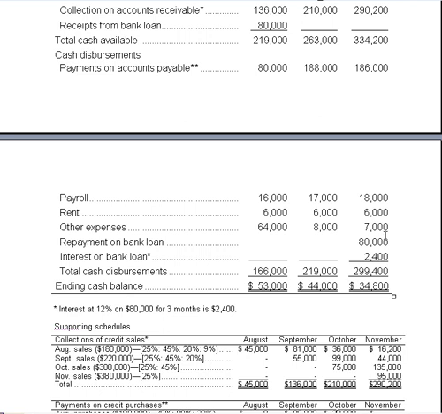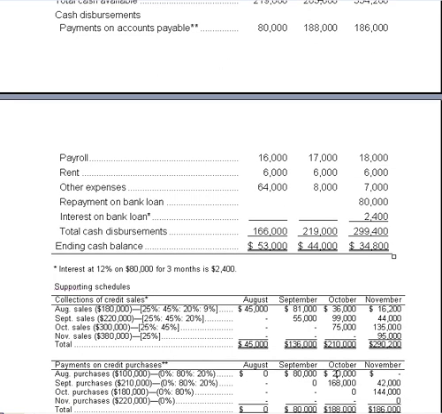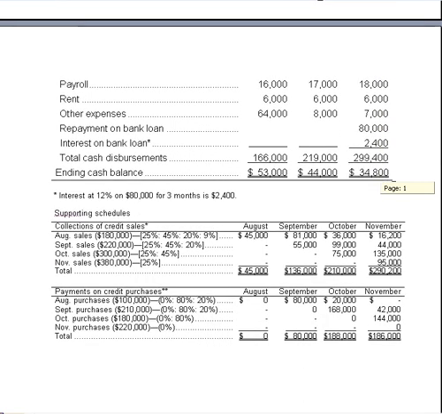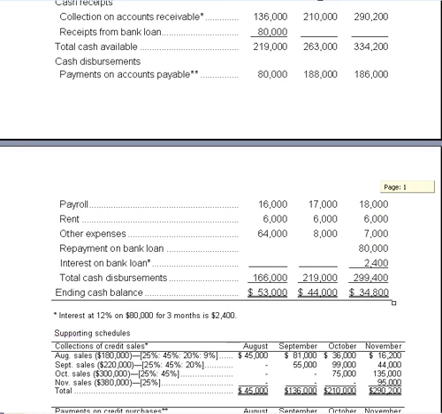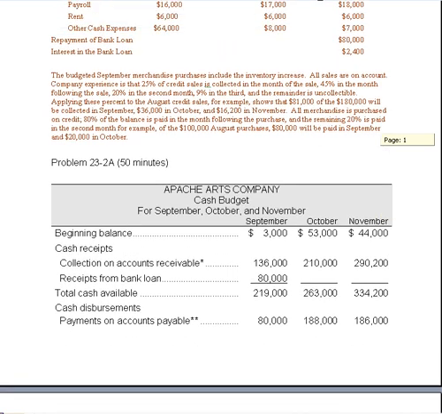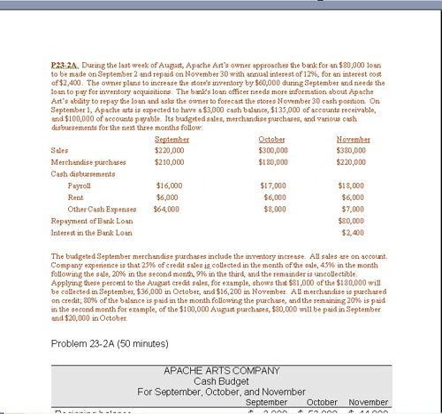Okay, if we add up our total cash disbursements, then we can compute what the ending balance is, and we derive $34,800 as our ending balance at the end of November. Okay, I'll let you look at the supporting schedules for a minute. And now I'll page back up and we can see the entire solution. And that's how we would go about solving 23-2A. Let me slide back up so you can look at the information again. Thank you, everyone.